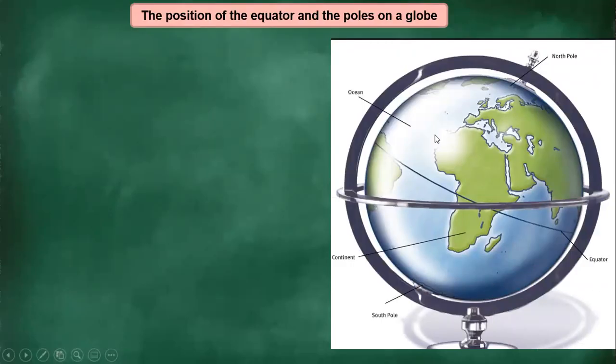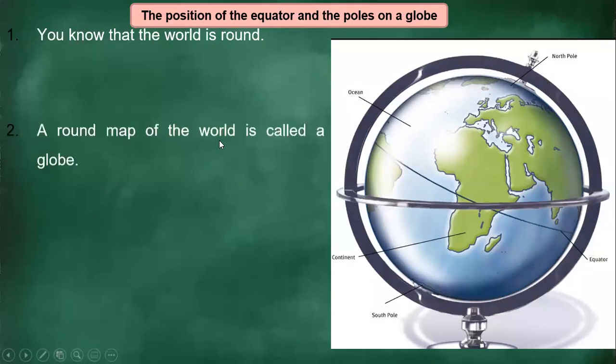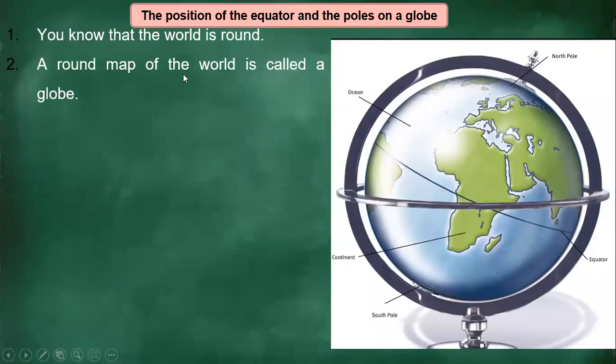So here with me, I have a globe, okay? This shows the map of the whole world in a round shape. As you all know, the world is round, okay? The round map of the world is called a globe. Okay, so this is a globe. Since the world is round, and the map is also round, we call it a globe. Okay, this is, let me get my pointer. This is a globe. Okay, it shows the world in a round shape.